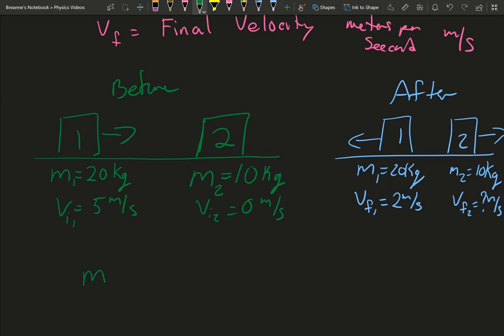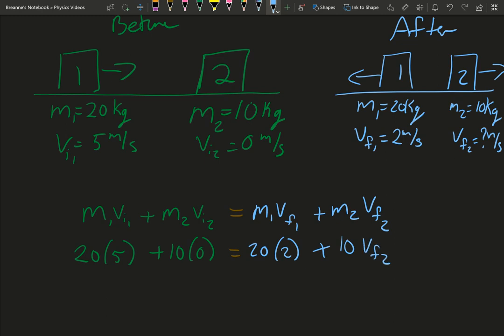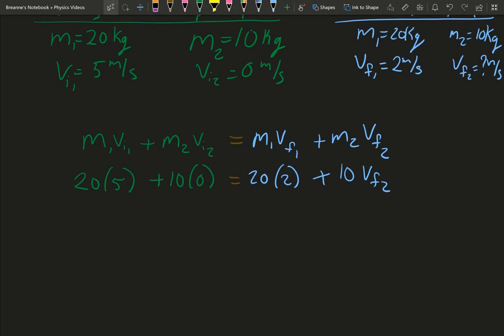So again, we're just going to go back to our equation. M1 initial velocity plus M2 initial velocity equals the final velocities. And we just plug in what we have. So we have 20 times 5 plus 10 times 0 equals 20 times 2 plus 10 times what we're looking for. The first thing I would do is simplify these little sections. What do I mean by little sections? I would simplify that, that, that, and you can't simplify that.